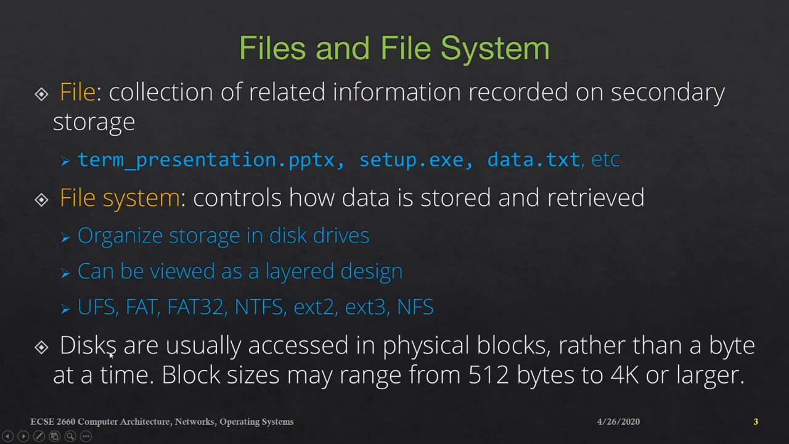The one thing that we need to note at the beginning of this lecture is hard disks are usually accessed in terms of physical blocks, and they are not accessed byte by byte. Block sizes can vary from 512 bytes to as large as 4 kilobytes or even larger. So we are going to be talking about blocks of memory on a hard disk, and you should note that the size of that block can be variable.